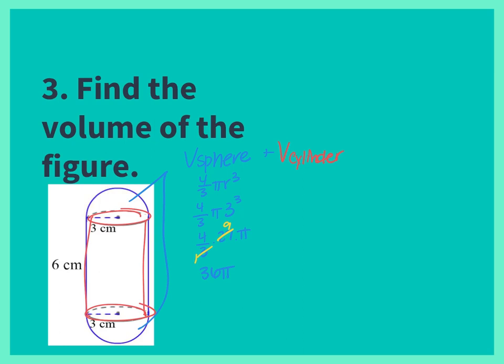Now let's look at our cylinder. So for our cylinder, our formula is pi r squared times the height. We have pi, our radius of the cylinder is 3, so 3 squared. The height of our cylinder is 6. So we're going to do 3 squared, which is 9, times 6 times pi. 9 times 6 is 54 pi. And now I need to add these two together. 36 pi plus 54 pi is 90 pi.